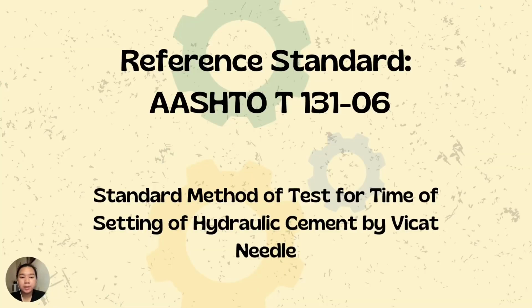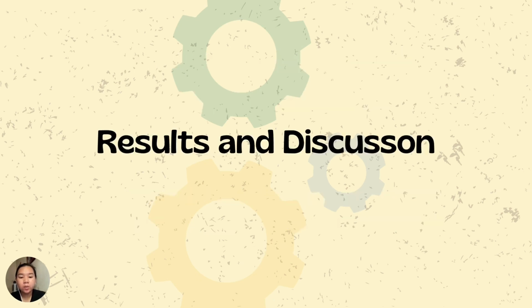So for this experiment, again, we use the reference standard AASHTO T131-06, also known as the standard method of test for time of setting of hydraulic cement by Vicat needle. Now, we will be proceeding to the results and discussion of this experiment.